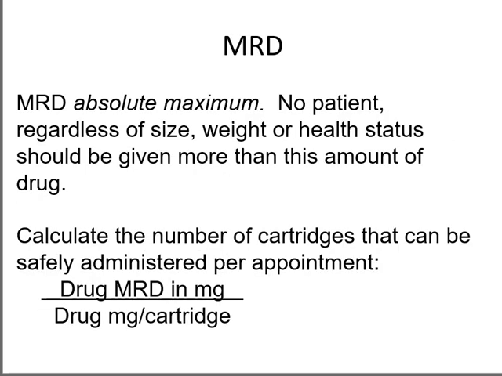So there are two types of MRD. The first type that we'll look at is the absolute maximum. No patient, regardless of size, weight, or health status, should be given more than this amount of drug. And you will calculate the number of cartridges that can be safely administered per appointment by using the drug MRD in milligrams and dividing that by the drug milligrams per cartridge. And we'll do some of those in just a couple of minutes.